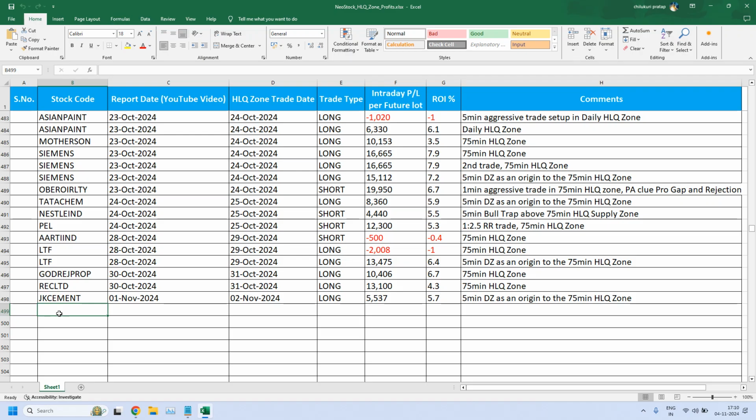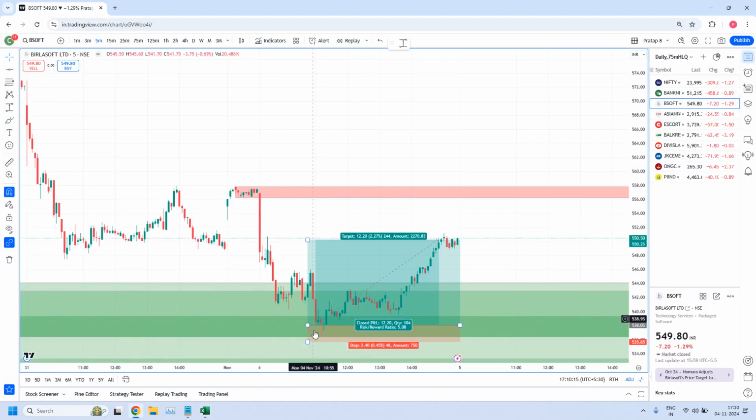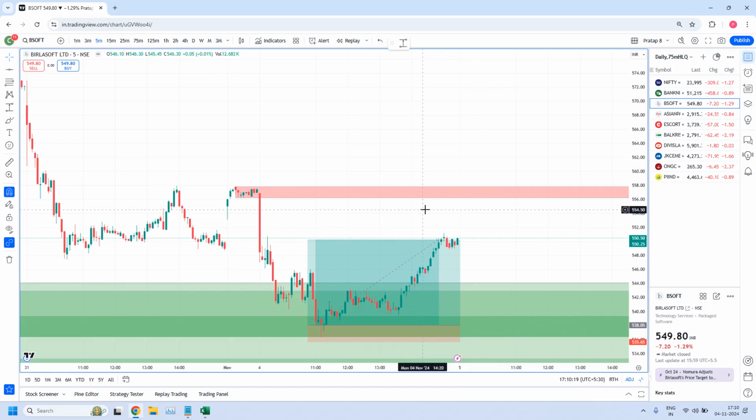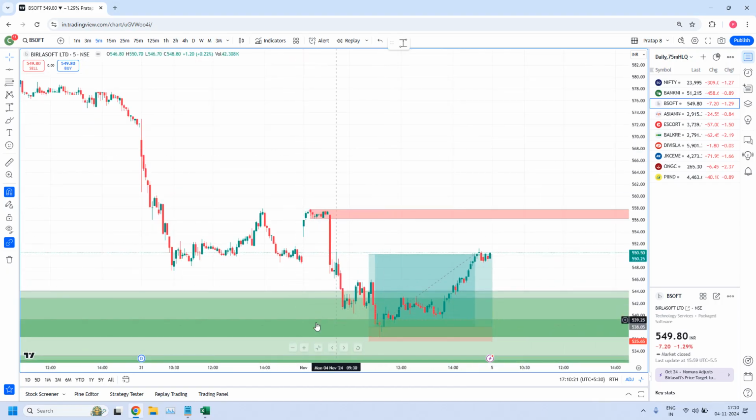Anyway, I didn't mark that zone, but from the high liquidity zone's point of view, it is a successful trade. But I suggested you people avoid this trade because of type 3. See, today it worked. There are times it will be violated.